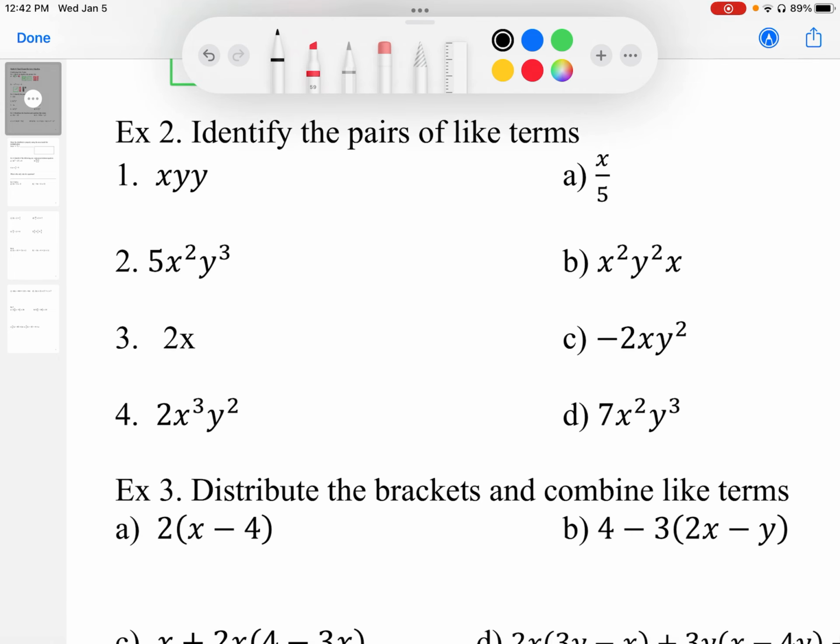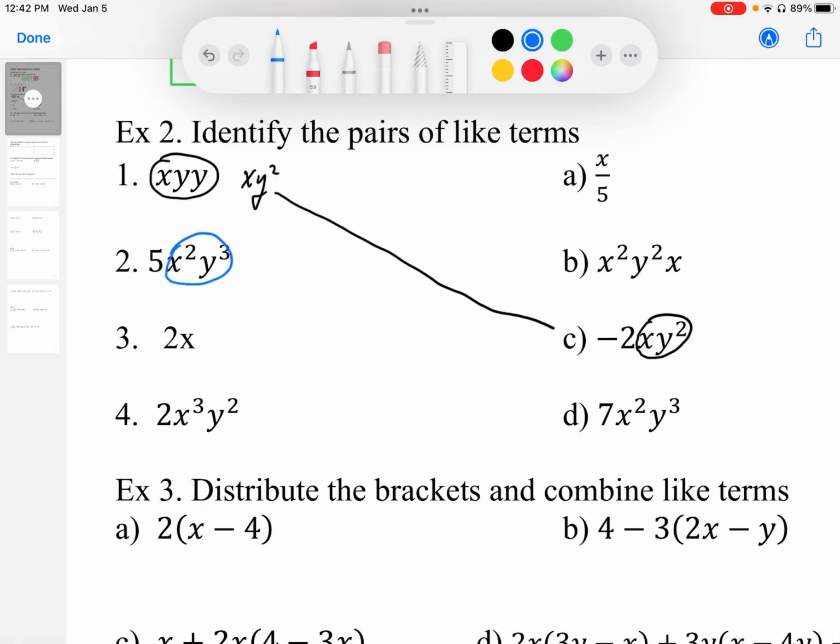For example 2, we need to identify pairs of like terms. Like terms are terms where the variable parts and the powers all match. So here, really, I have xy squared, and it's easy to tell like terms when I write it like that. In this case, I ignore the negative 2 coefficient, and I can see that the variable parts are xy squared, so those two are a match.